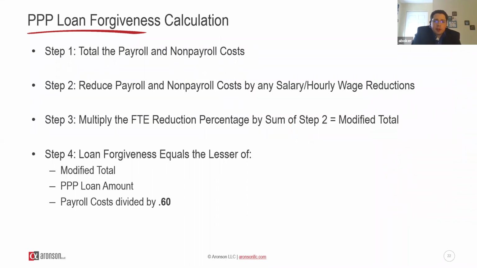And then the PPP loan forgiveness calculation is still relatively the same. The only difference from the old rules is that if you go down to step 4, loan forgiveness is the lesser of 3 items. It's still modified total. You still have the choice of the PPP loan, but the difference is on payroll costs, you now divide that by 0.6 instead of 0.75 because there's a minimum of 60% of the PPP money that's got to go towards payroll costs. So all in all, it was not a lot of changes, but as you can see, some of the changes that came out were pretty significant and will be a game changer when it comes to this.